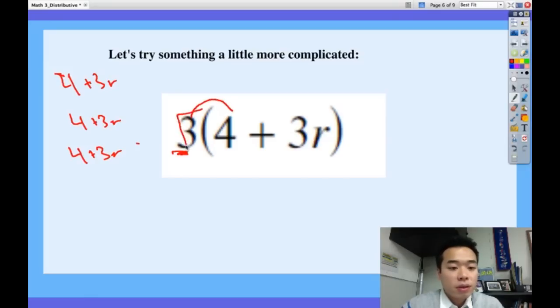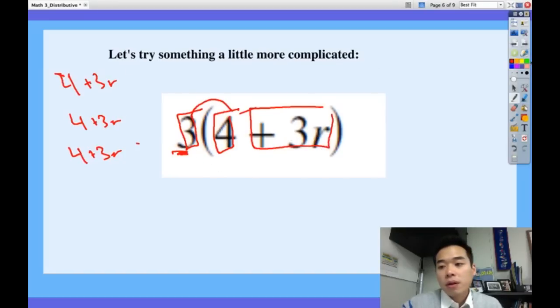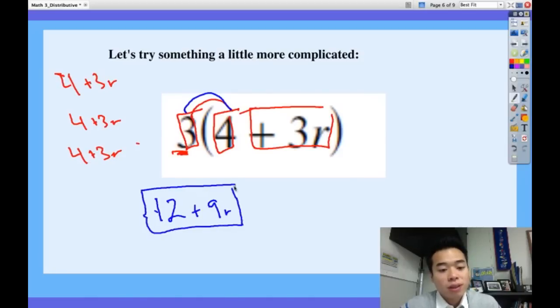Okay, so first thing I'm going to do is box my term with the symbol to the left. So I have a positive 3, I have a positive 4, and a positive 3r. And then I'm going to go ahead and multiply the number on the outside with the number on the inside. So 3 times 4, 3 times positive 4 is 12. And then I'm going to go 3 times positive 3r. That's 3 groups of 3r. So 3 groups of 3r is positive 9r. And my final simplification is 12 plus 9r.